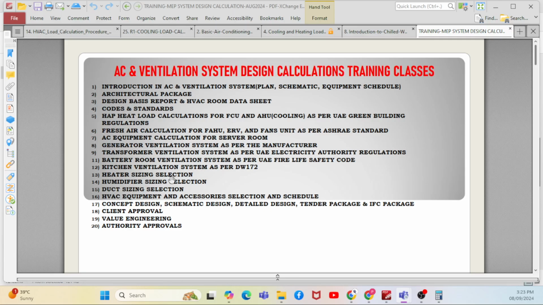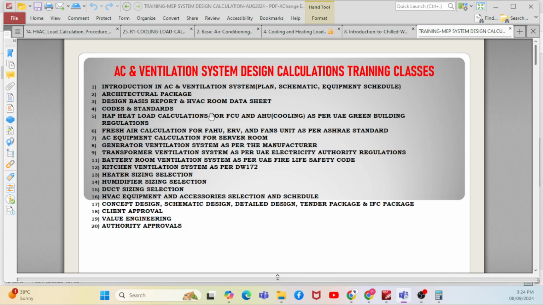Clear? Okay, then sometimes we require a heater, sometimes a humidifier, for humidification and dehumidification purposes, right? So we will calculate heater sizing and humidification sizing, and see how many types there are. Then finally we will see the duct sizing calculation. For example, we have FCU, AHU, FHU, ERV, fans, then different generator ventilation fans and transformer ventilation fans. Here we calculate the equipment capacity.